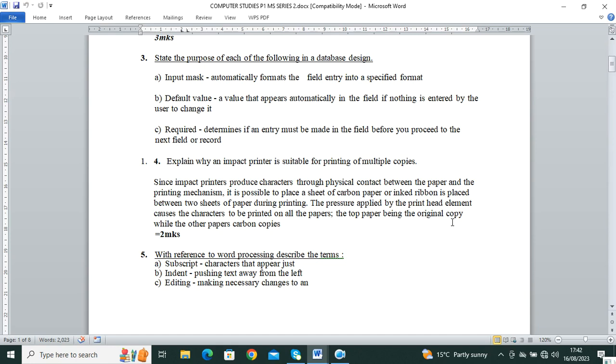Then we have indent. Indent means making a paragraph, kutengeneza aya. So what happens is that when you indent, you are pushing text away from the left margin. That is it. Then we have two types of indent. We usually have increased indent and decreased indent. Then we have editing. Editing means making changes. So when somebody talks about editing, he or she is talking of making changes. That is the simplest English ever, in reference to computer studies.